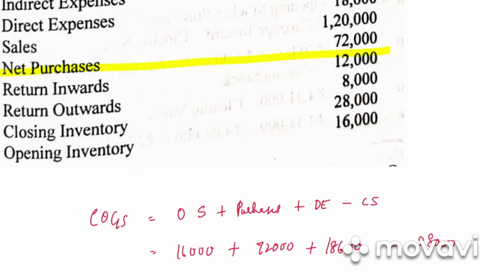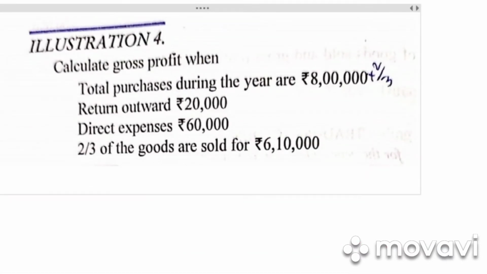So write down the note. Since net purchases are given, it means that return outward has already been deducted from it. Second note, indirect expenses will not be considered while computing cost of goods sold. Next, take down illustration 4.